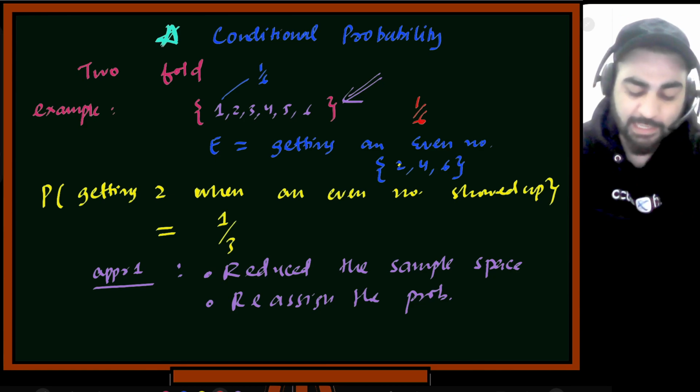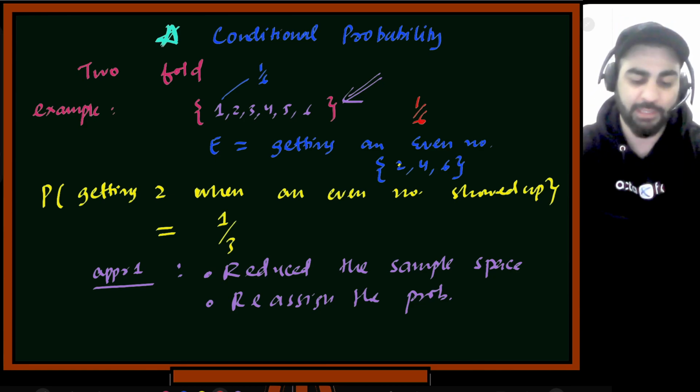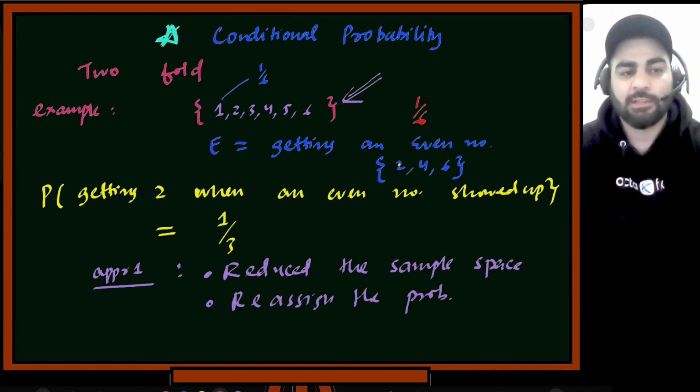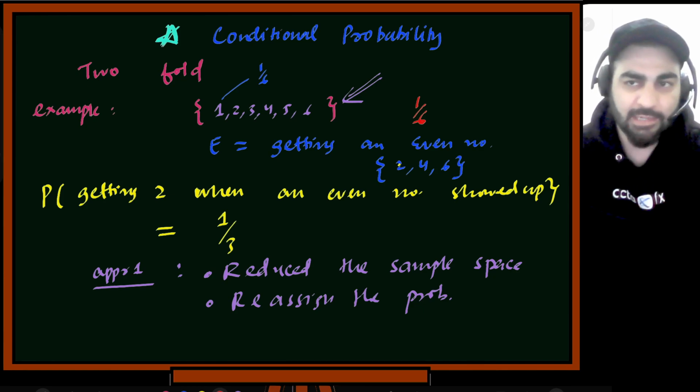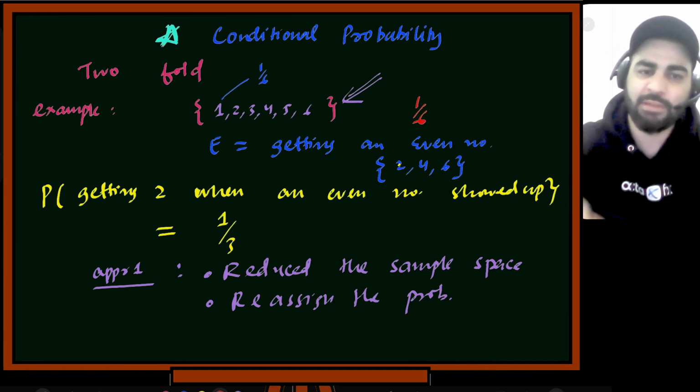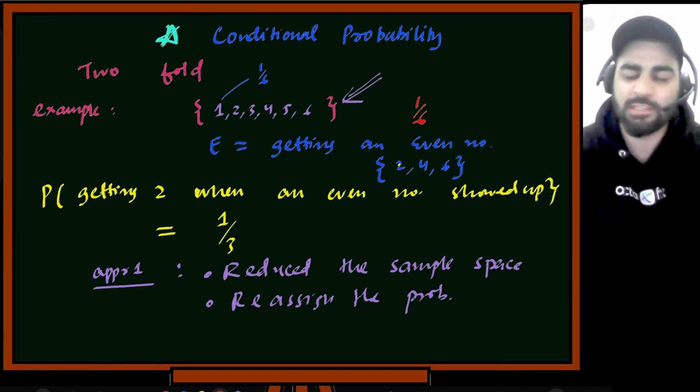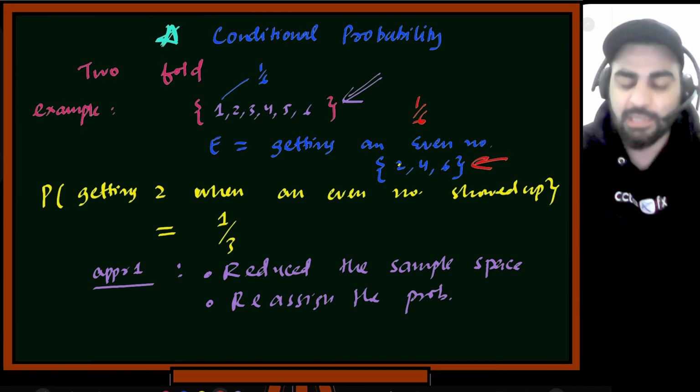Is approach one clear? How did we see it? We just reassigned the probability. Whatever the sample space was initially, there we had some probability. Then when some event happened, we reduced our whole sample space to the event which happened.